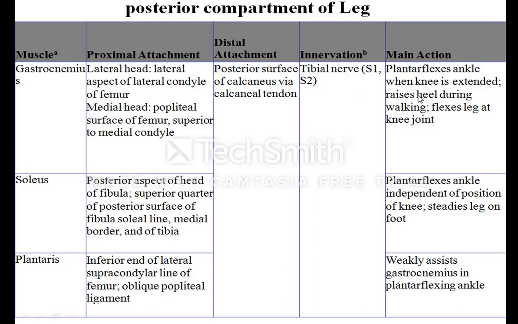So an added action of the gastrocnemius is flexion of the knee joint, because if you look at the origin, it originates from the condyle of the femur above the knee joint, and this is why. But the soleus muscle doesn't have an action on the knee because it originates just below the knee. So its main action is at the foot and ankle.